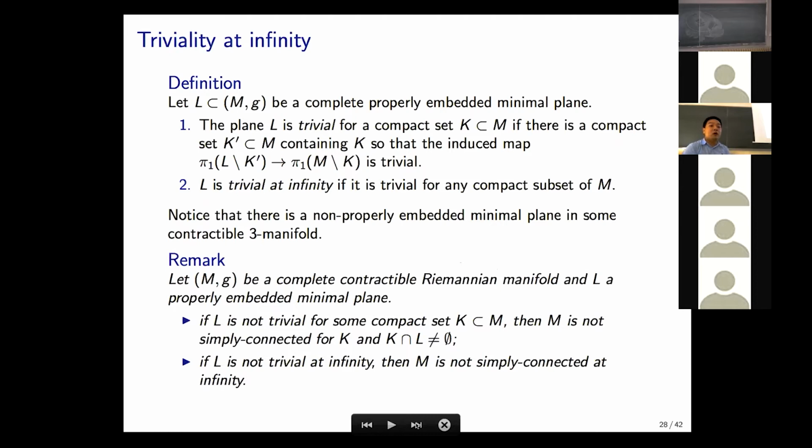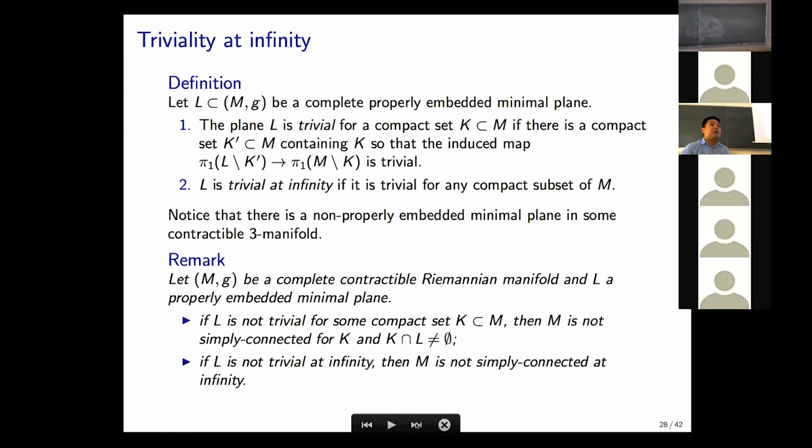When we consider the topological structure of the contractible three manifolds, we should study the topology at infinity of the contractible three manifolds. But here, maybe we know the topological structure is still complicated at infinity. So now we just consider the minimal surface behavior at infinity.